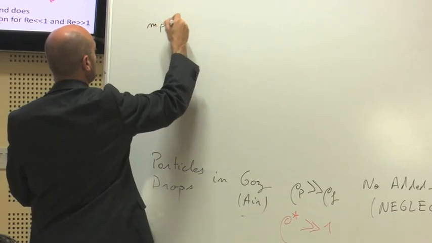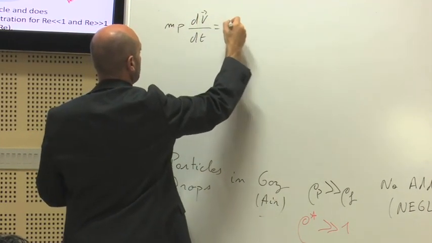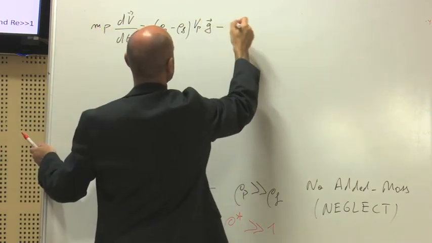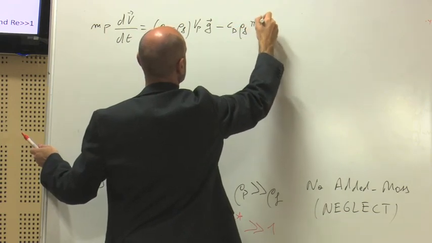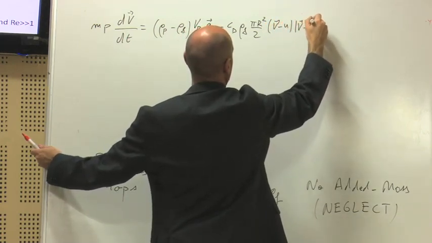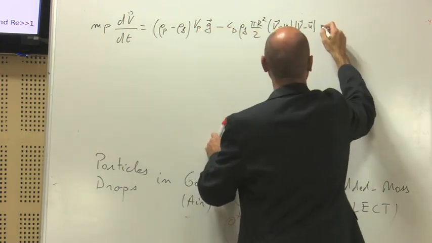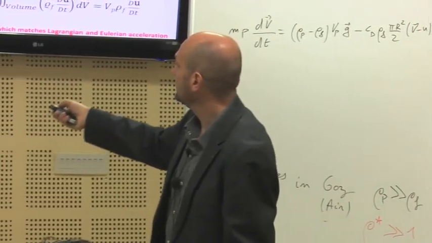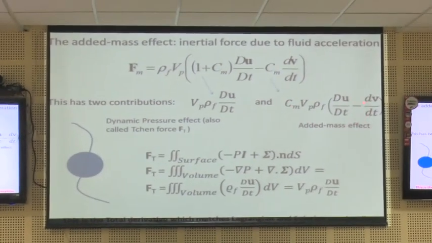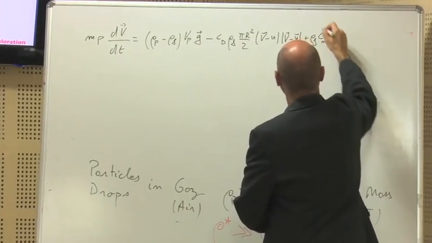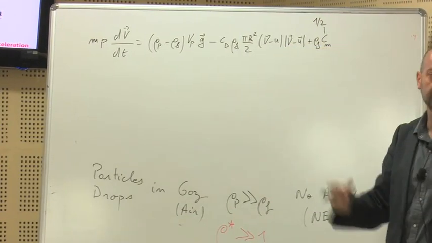So we have mp dv by dt. So we have the drag. And then we have the added mass effect. So you see that we can sum up the two effects. So we have this term, and we have that term, due to acceleration of the fluid and due to acceleration of the particle. So we can sum up these two terms into this equation. So Cm is a constant, so it will be one half for a sphere. If you take a different shape, it will be slightly different.